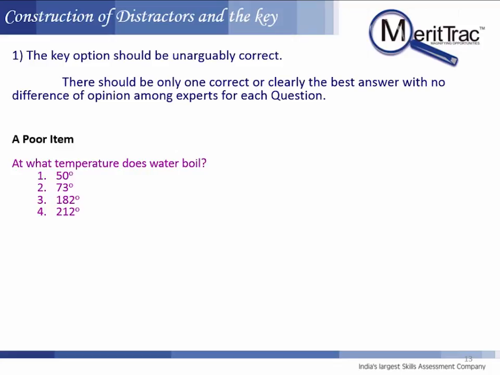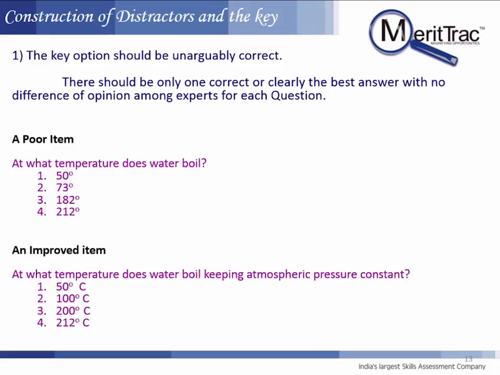Just imagine if this kind of item were put in any particular test, then people would be quite confused and they would start assuming, and as you know, when you leave people to assume things, different people would assume different things, and probably all of them would be right, and it would be extremely difficult to evaluate their knowledge or understanding in such responses. So, in the improved item here we have mentioned centigrade, we have also mentioned atmospheric pressure. I will move to the next slide.